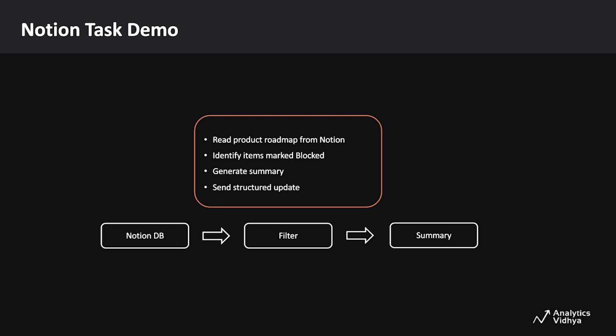Now that setup is clean, let's see the workflow in action. Co-work reads the roadmap, finds the blocked items, and turns that into a structured summary you can use immediately.